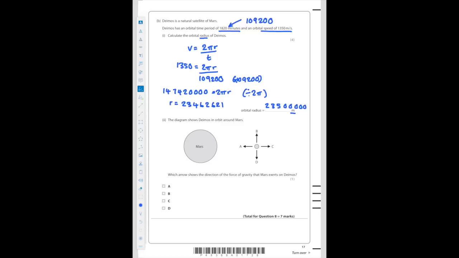The diagram shows Deimos in orbit around Mars, which arrow shows the direction of the force of gravity that Mars exerts on Deimos. That would be like this. So it's A. And that's because Mars is attracting Deimos, the moon, to itself.